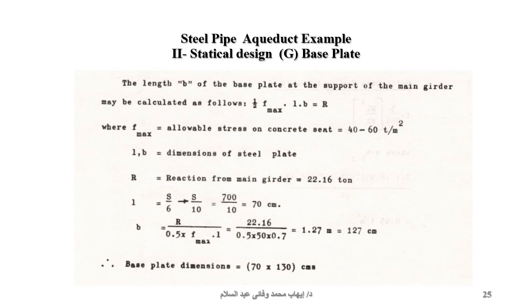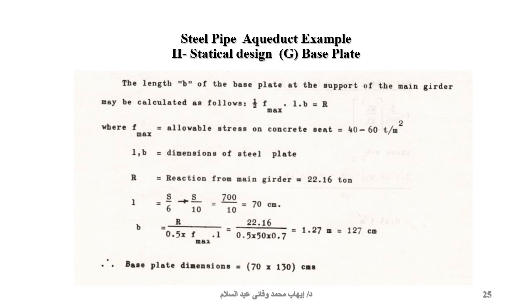For base plate, length B of the base plate at the support of the main girder may be calculated as follows. We have this. This is a law for R. We can arrive at reaction from main girder.